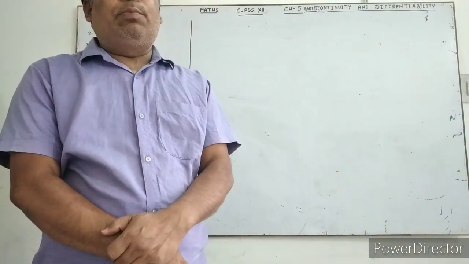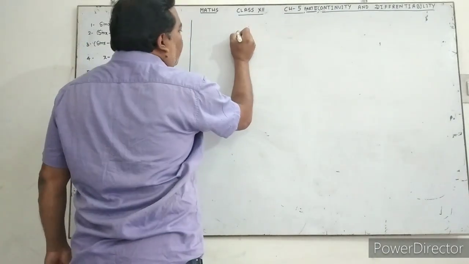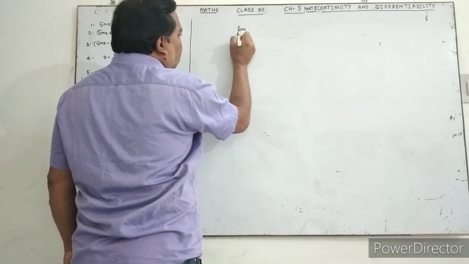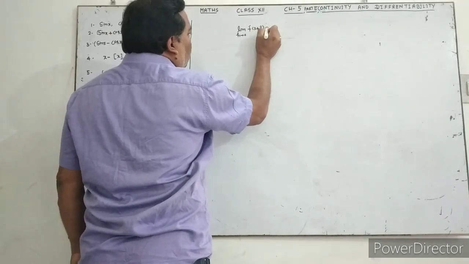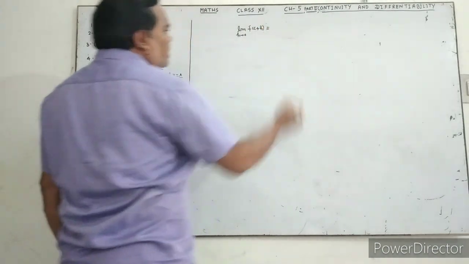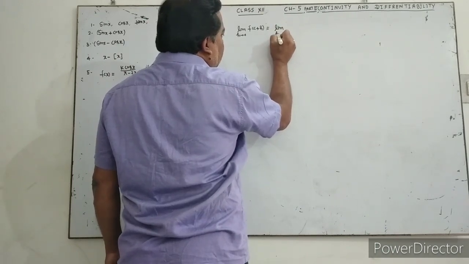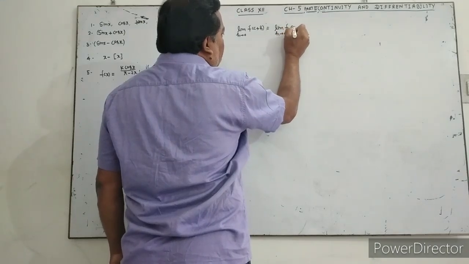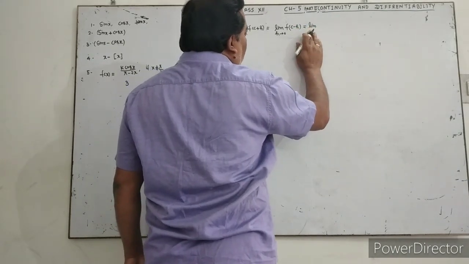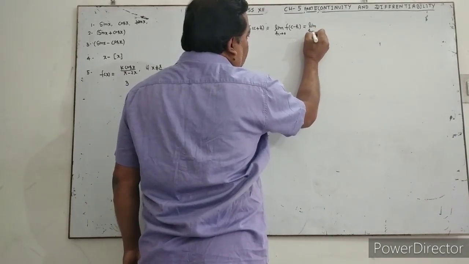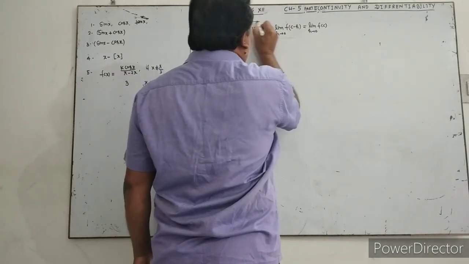Then what is the formula? The formula I discussed is: limit x tends to 0 of f(c + x) equals limit x tends to 0 of f(c - x) equals f(c). We discussed this formula.